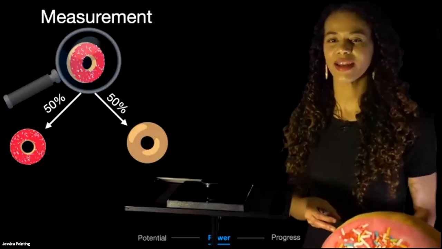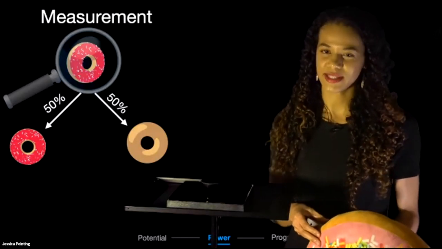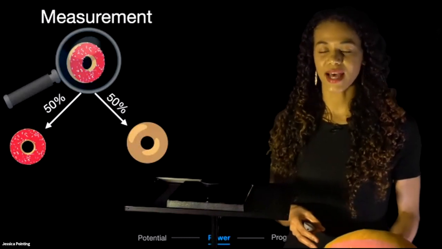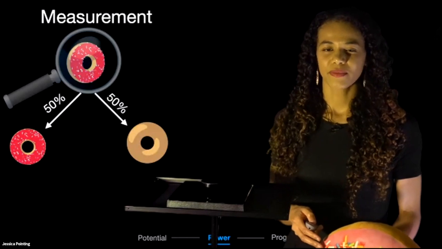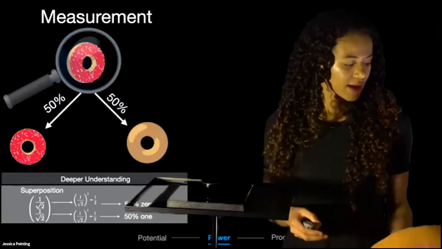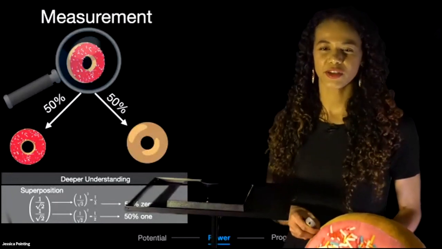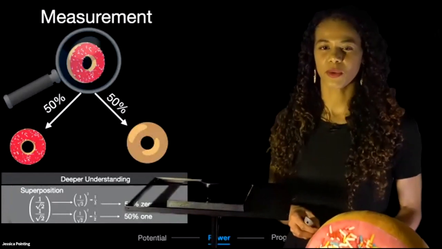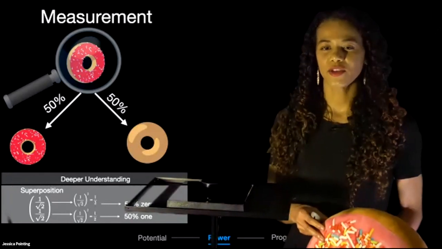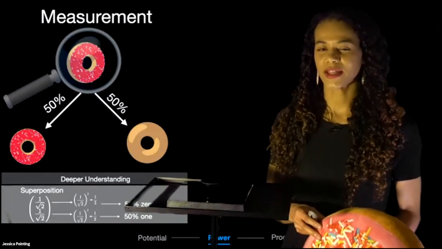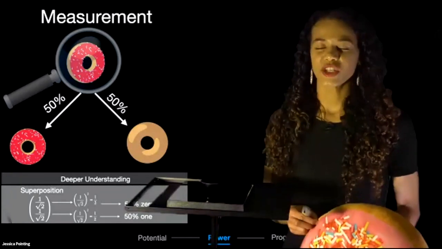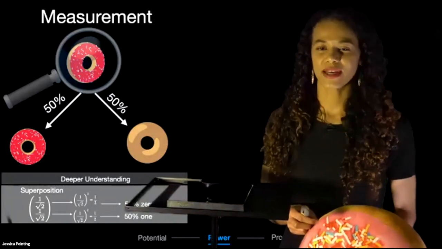So when we measure it, it ends up collapsing to a particular bit, so either the zero or one, and there's a probability assigned to that. So 50% of the time it could be one, or 50% of the time zero. To understand this more deeply, remember that we have our superposition qubit as 1/√2, 1/√2. If you take that number in the vector and you square it, you end up getting the probability. So 1/√2 squared equals 1/2. So that's 50%. So you'd end up having 50% one, 50% zero.